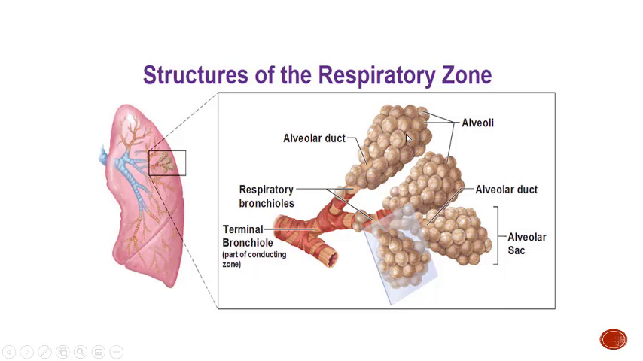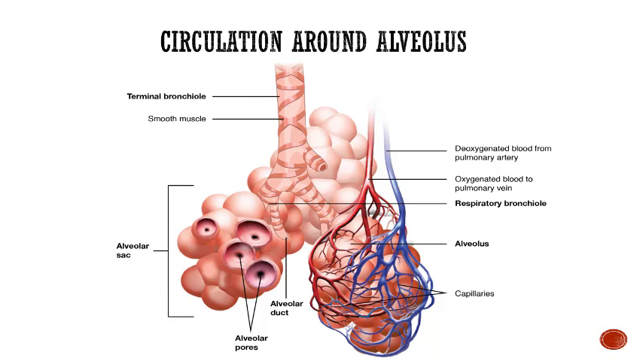And you can kind of see this here, this terminal bronchiole, then you go to these respiratory bronchioles here. You have your alveolar duct, which is just the hallway or the opening till that alveolar sac. All right, and you can see they just look like little grape bunches.